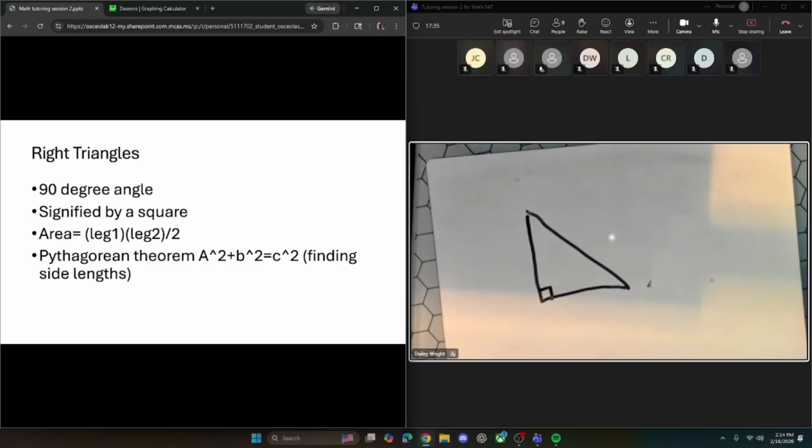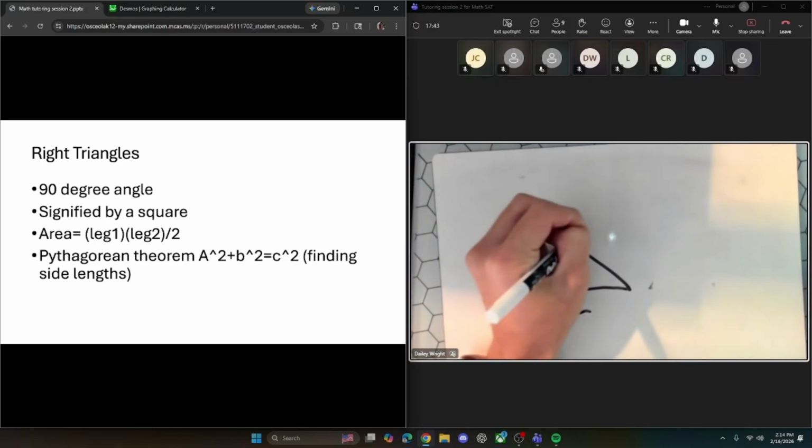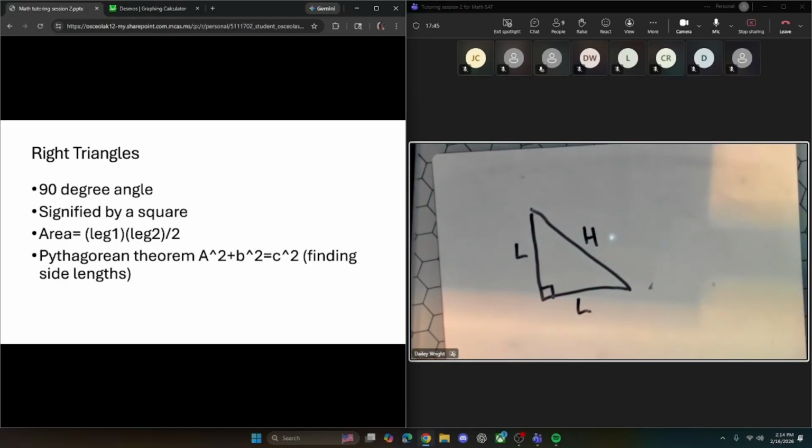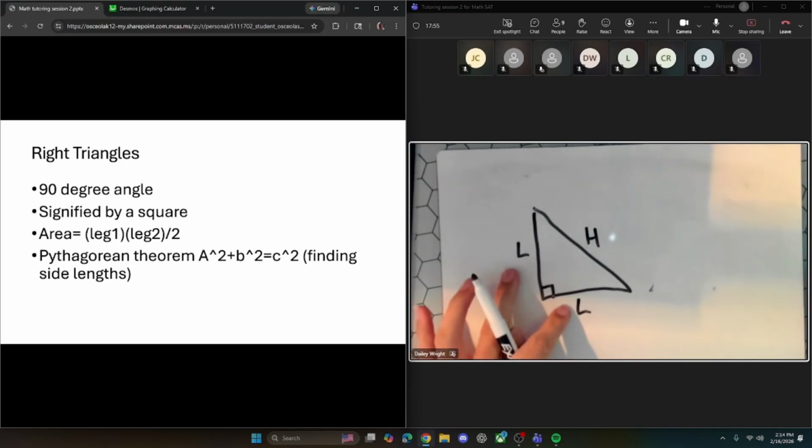The area is leg 1 times leg 2 divided by 2. What this means is you have 2 legs on a right triangle and you have a hypotenuse. A hypotenuse is going to be your longest side. It is always going to be opposite of your right angle. So the 2 sides that connect to your right angle are going to be your legs.